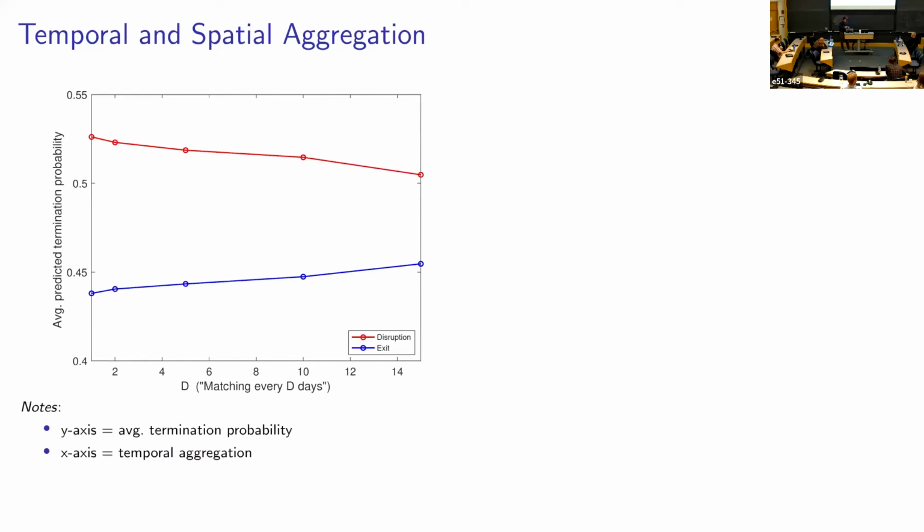So let's look first at temporal aggregation. Here the x-axis is this d variable of matching every d days. The data is d equal to 1, where the curves cross the y-axis. Here in blue I have the average predicted termination probability. Blue is the exit one, and red is the disruption probability. Now, as we go along the x-axis, and social workers start batching kids for 4 days, 1 week, up to 2 weeks, you see that things improve, but just slightly. The disruption probability barely goes down.